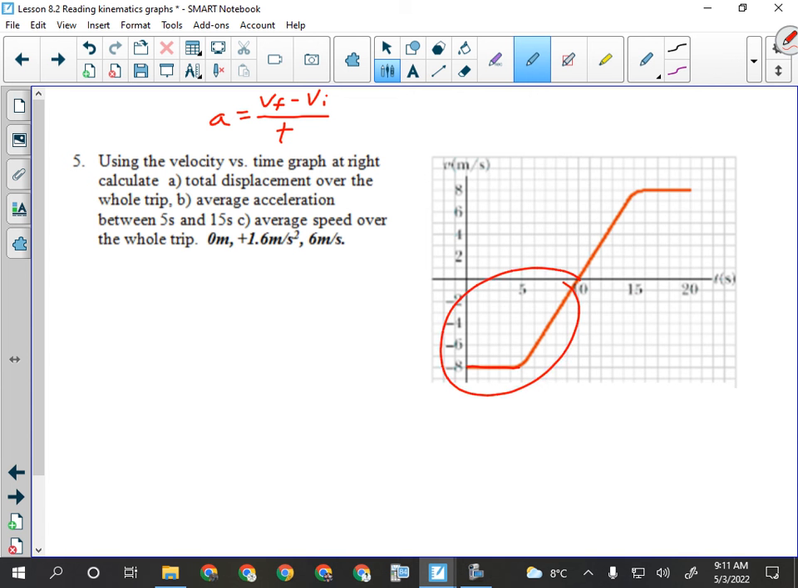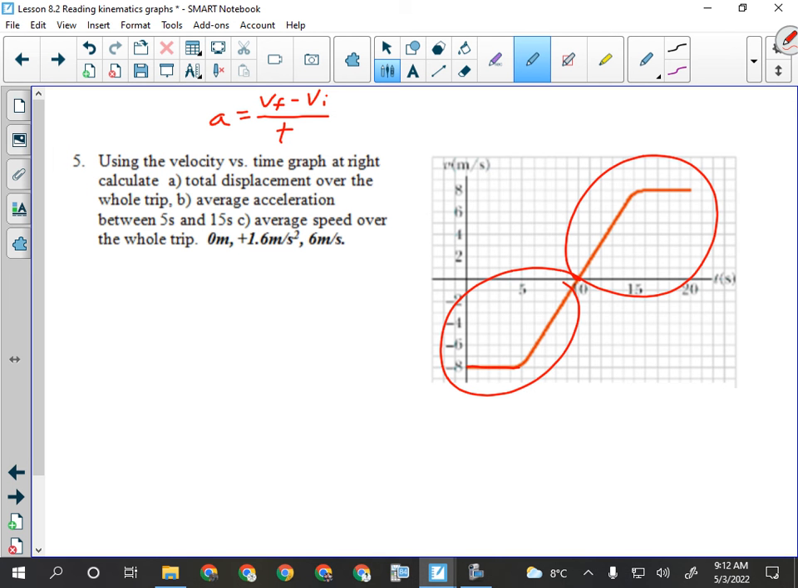Are this part of the graph and this part of the graph mirror images of each other? Does that mean that it did exactly the same thing in a negative direction as it did in a positive direction? It does. If it did that, doesn't that mean its displacement would be 0? Yeah.